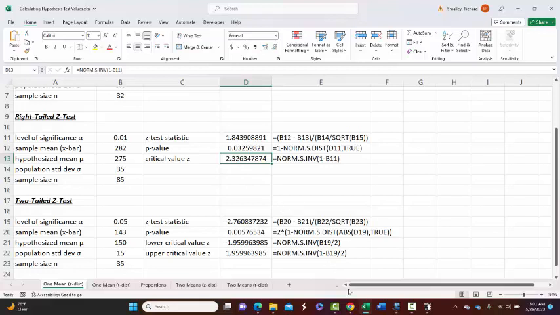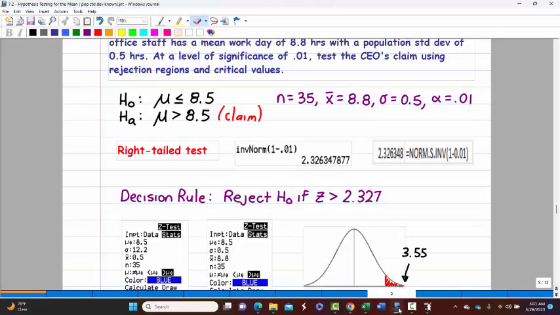So we have 2.327, whatever. I don't know why I put 7. I probably should have put 6 there. I might have got this off of a chart. I guess I could change it while I'm here.